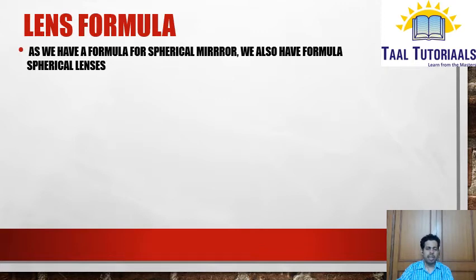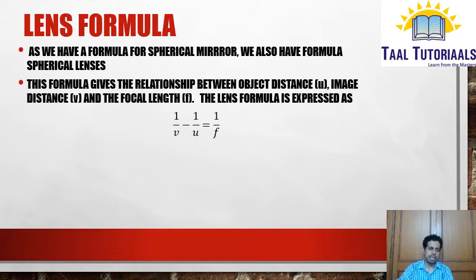Let us go to the lens formula. Similar to the mirror formula, we also have a lens formula. As we have a formula for spherical mirrors, we also have a formula for spherical lenses. This formula gives the relation between the object distance u, the image distance v, and the focal length f. The lens formula is expressed as 1 by v minus 1 by u is equal to 1 by f. The mirror formula is 1 by u plus 1 by v is equal to 1 by f. Here it is 1 by v minus 1 by u is equal to 1 by f.